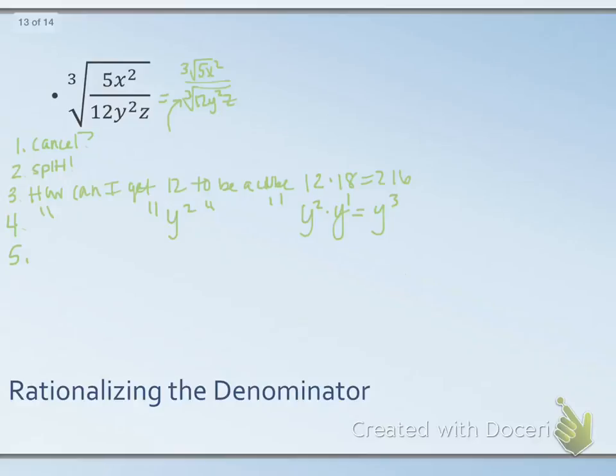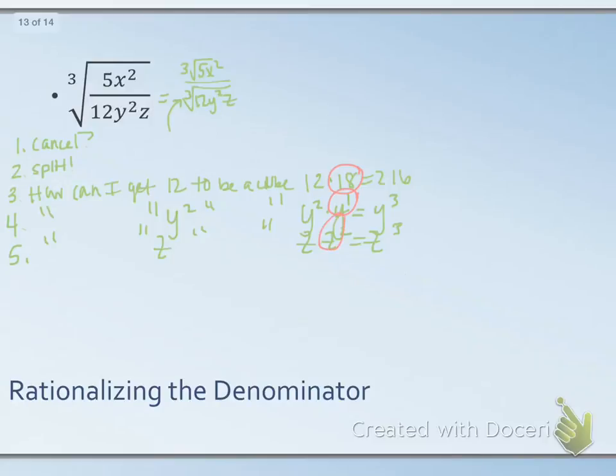My last one, I need to do z. So how can I get z to be z cubed? Because we're trying to take the cube root of all these. Well, z times z squared gets me z cubed. So I'm going to circle all of these ones that aren't in it that I would need to multiply by to get to my cube root that I need.